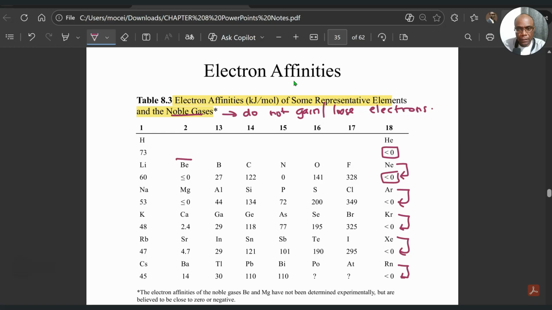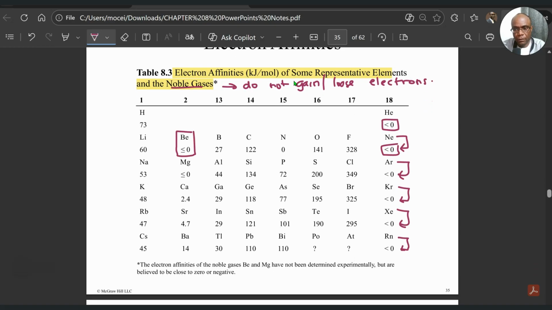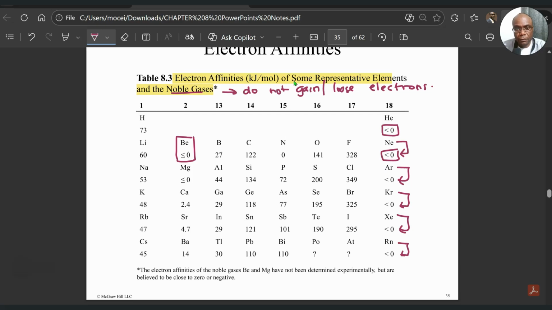There are a few exceptions. Beryllium is not determined, and there's another one more. Magnesium again is not determined to be gaining electrons. Other than that, you can tell that fluorine here has a very high electron affinity. Surprisingly, chlorine is given an even higher electron affinity.